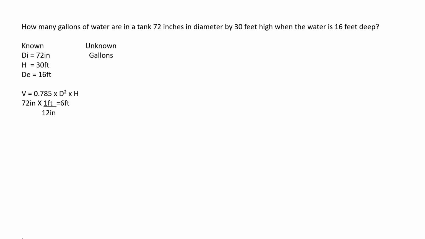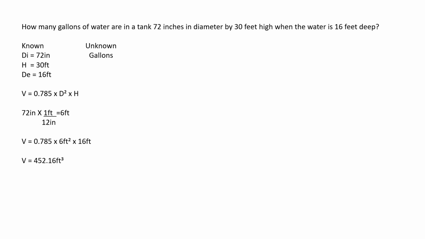One thing else to notice in this question is they've given us more than we actually need. The tank is 30 feet high, but we're solving for how many gallons are in the tank, and it's 16 feet deep. So you're not going to need the 30 feet because it's not filled to the top. So we're going to do 0.785 times the diameter that's now in feet, so 6 feet squared, times, again, the depth, because it wants to know how many gallons are in the tank, not how much the tank will hold. So 0.785 times 6 feet squared times 16 feet.